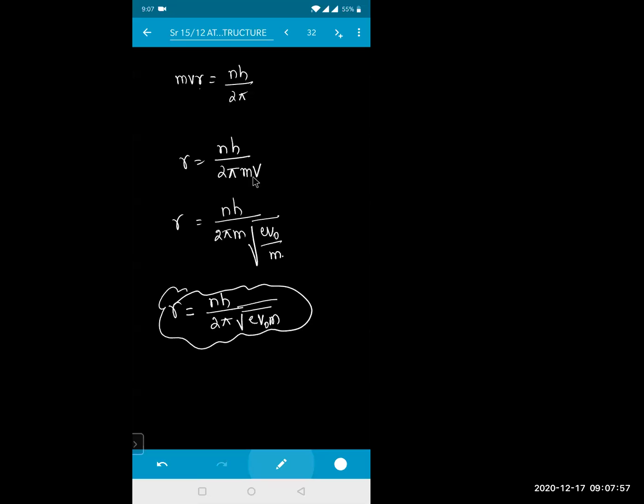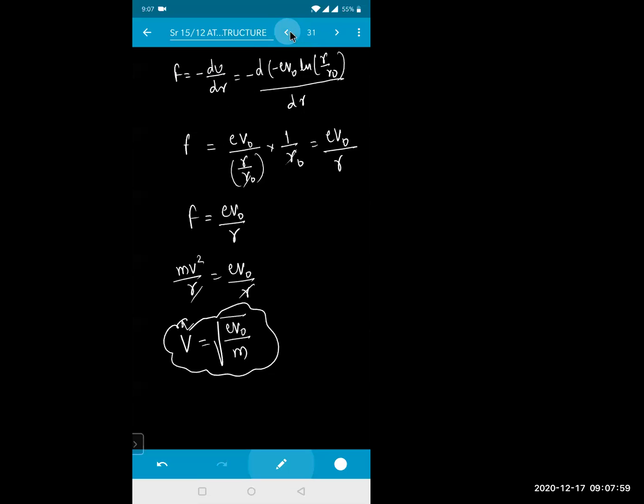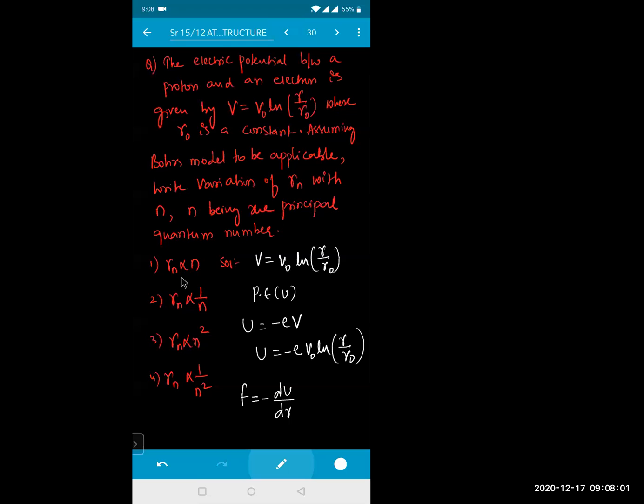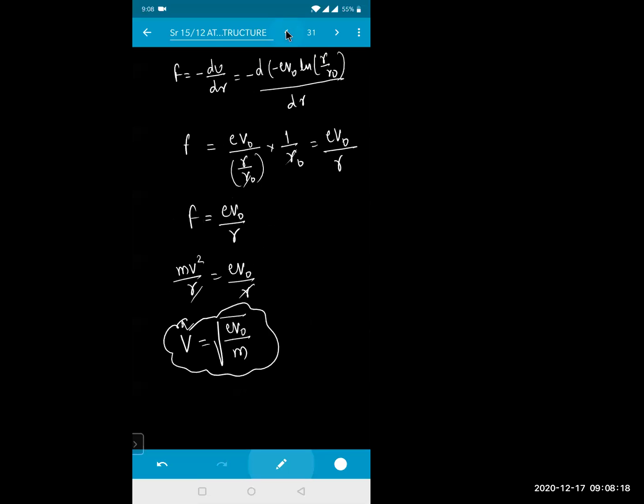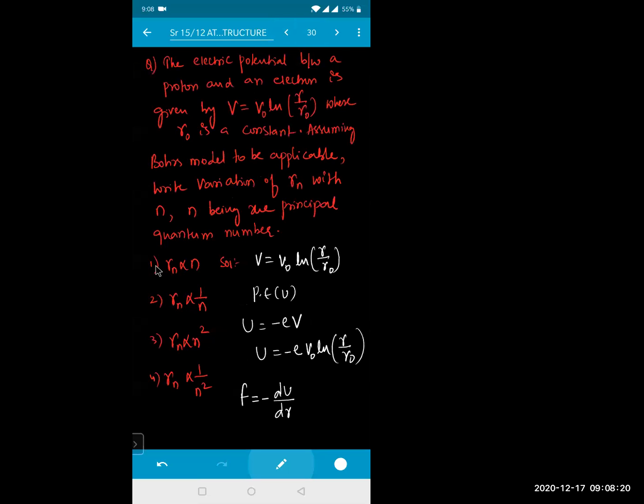Now which option is matching? Can you tell me? I have given you the options. Radius of nth orbit is directly proportional to n, inversely proportional to n square, inversely proportional to 1 by n square. Directly proportional. Rn is directly proportional to n. Did you get it? So the first option will be the answer. Clear? Yes sir.